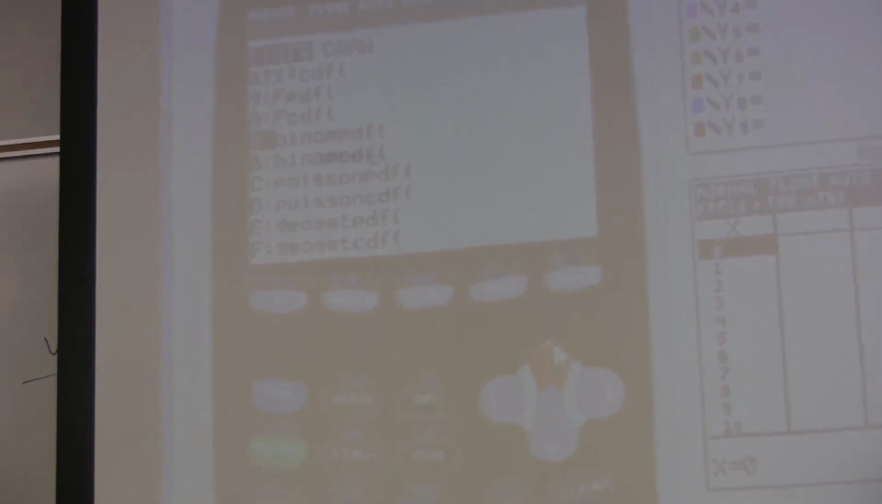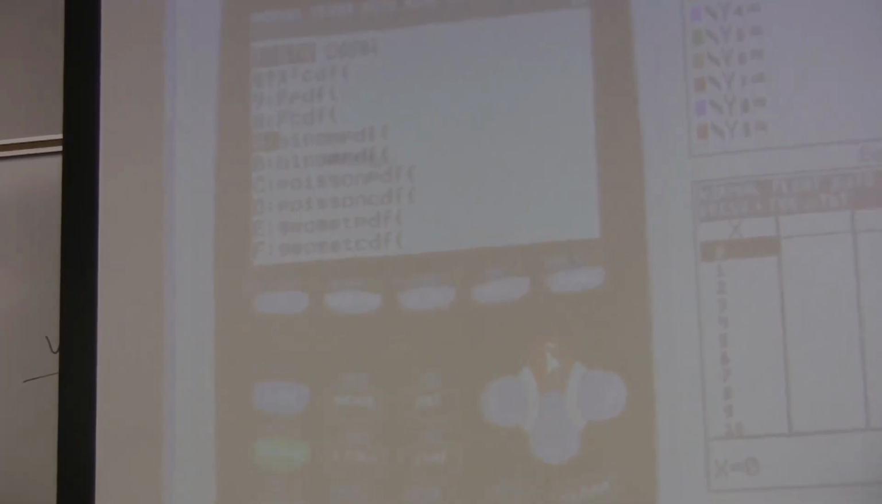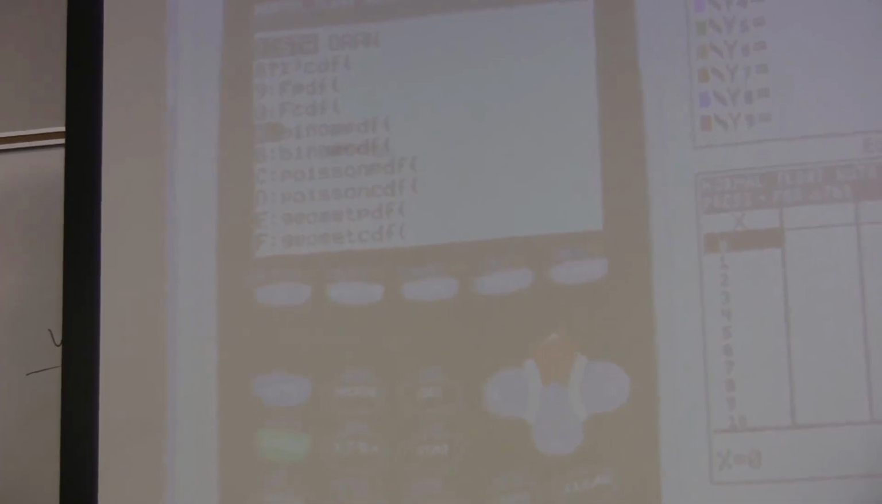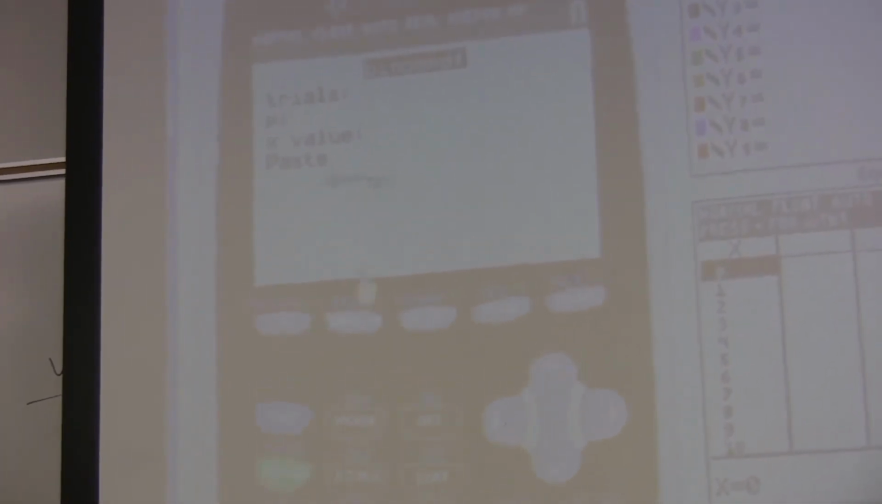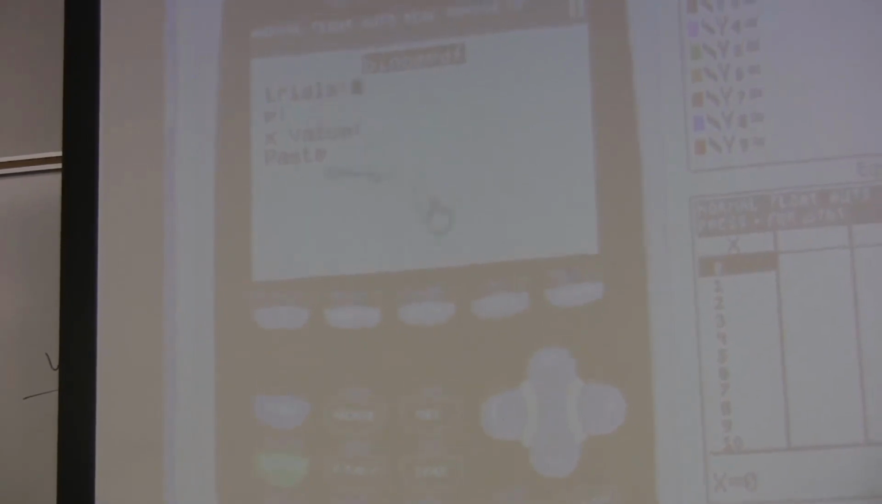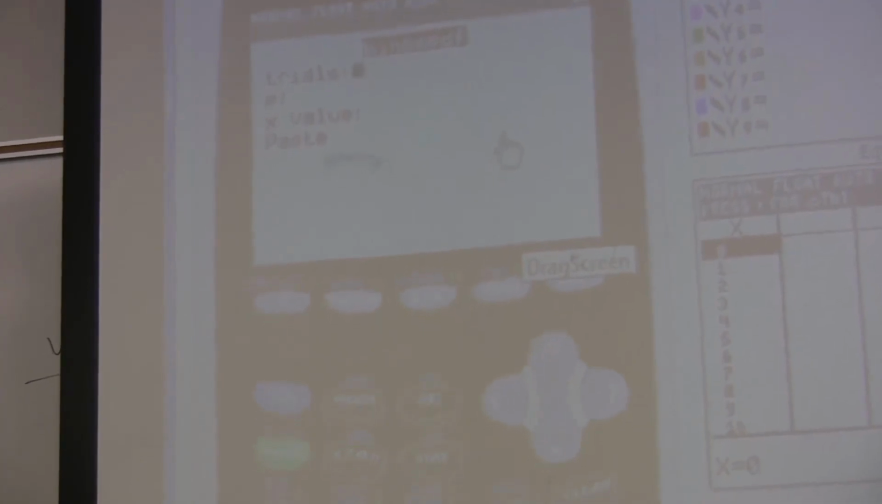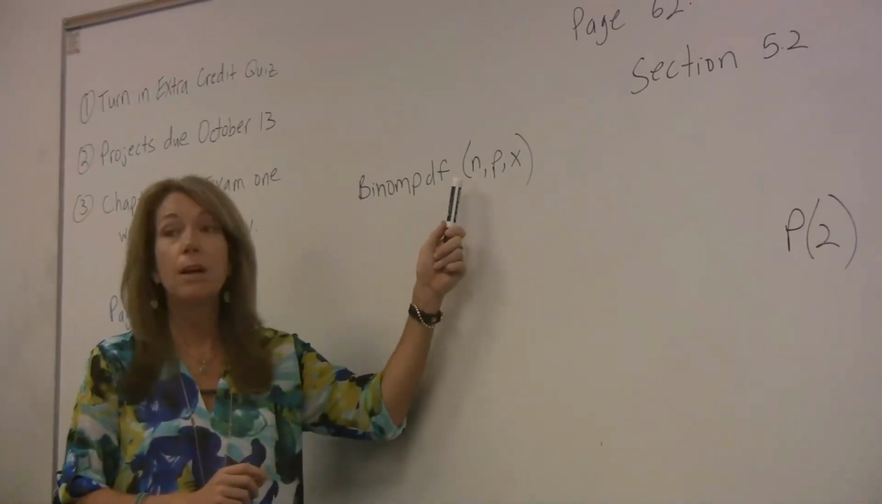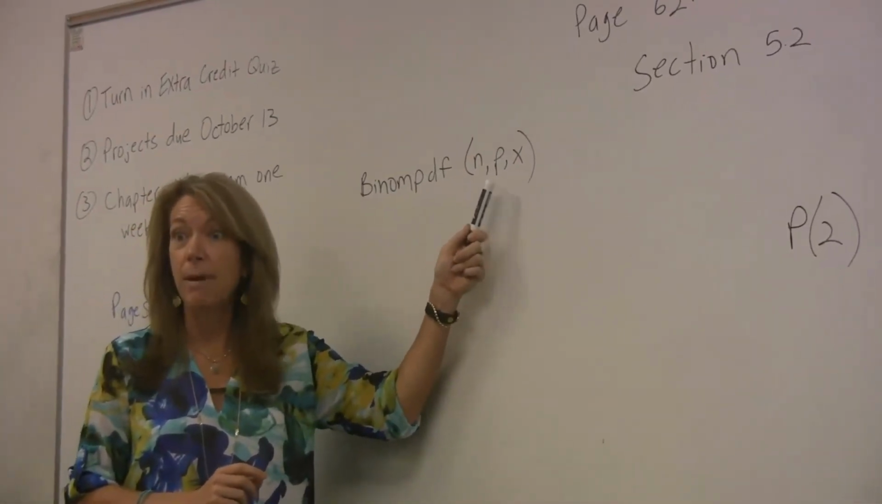Binomial PDF, then a half parentheses. Everyone find this line? If I hit enter right here, again, my screen and your screen are going to be different. Some of us have trials, P and X value. Other people, I know Kevin has the other calculator. You probably just get this word binomial PDF, where you have to put N, comma, P, comma, X.